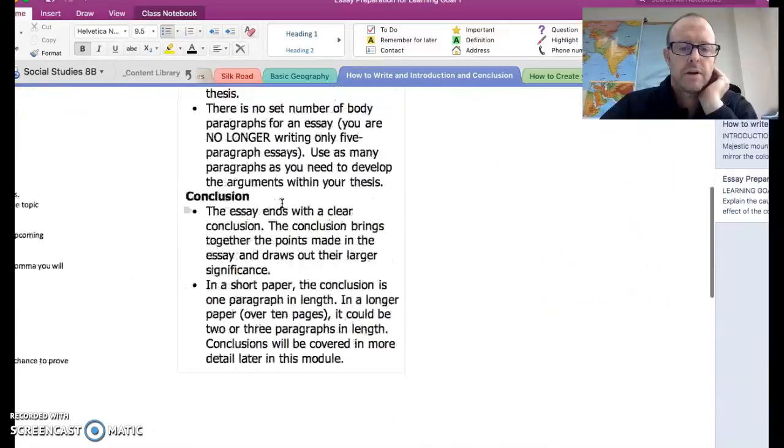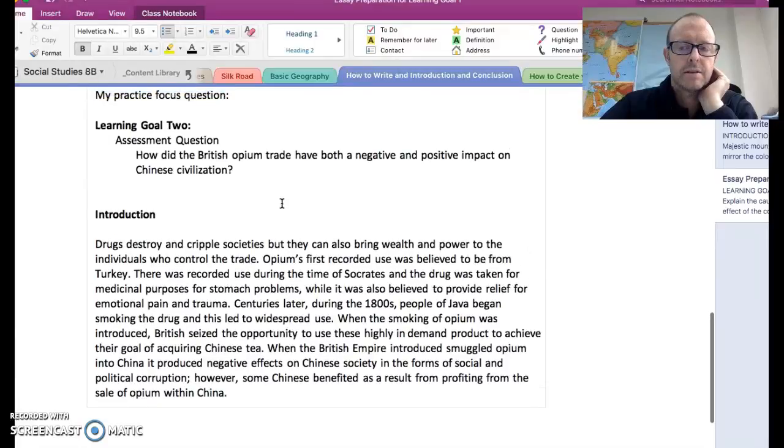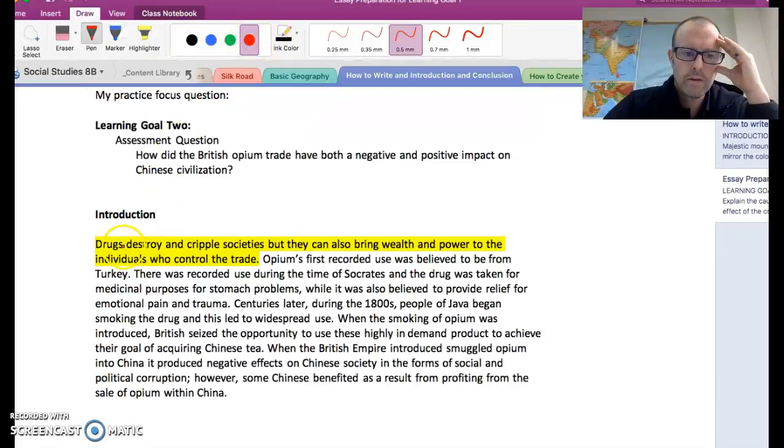I'm going to scroll down here. And here's one that I did for a past learning goal question. So if you take a look, the first sentence is the hook. And what I did is I tried to use a couple literary devices. So let's draw. I used "drugs destroyed." Okay, so by using "drugs destroyed," that's alliteration. So I highlighted the two D's there. Okay, so I repeated sounds.